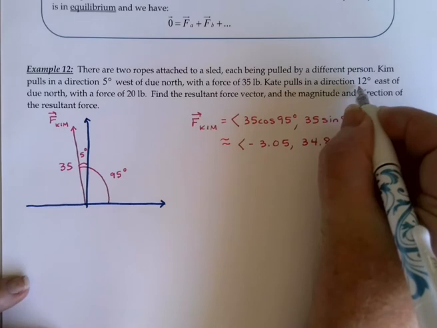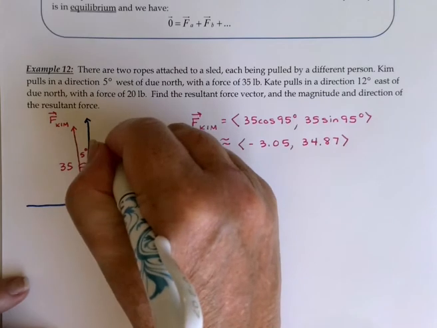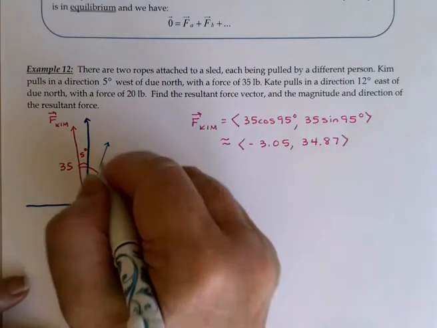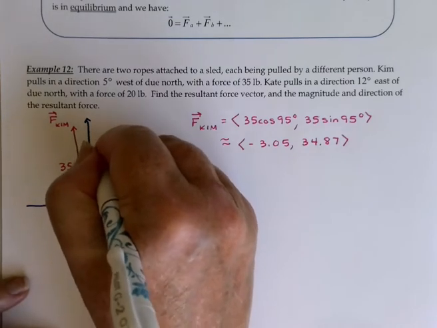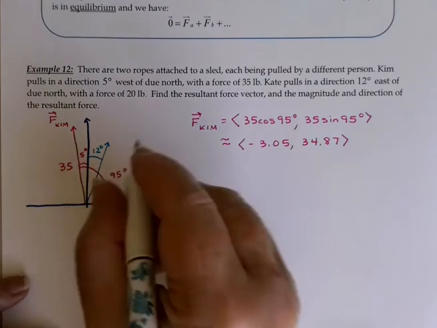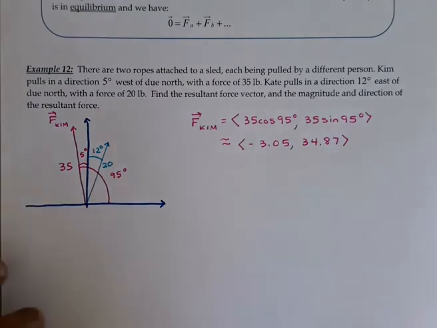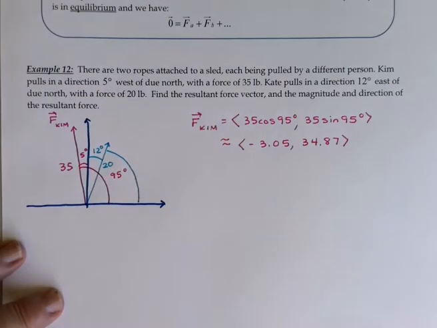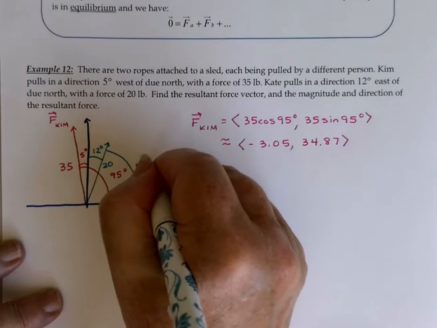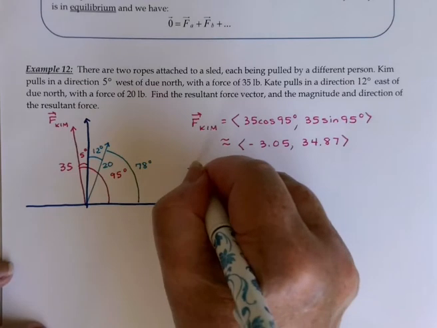All right, what about Kate? Excuse me, 20 pounds, 12 degrees east of due north. So let's see, east of north, that would mean that this is 12 degrees, and the magnitude is 20 pounds. Again, I want to make sure that I think of my angle with respect to the positive x-axis. So instead of 12 degrees there, I'm going to think of it as the complement, which would be 78 degrees from the positive x-axis.